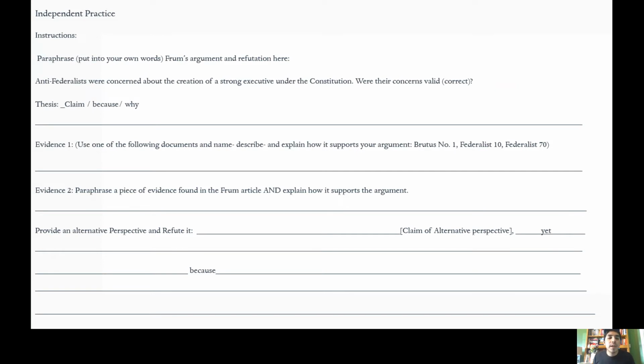Anti-Federalists were concerned about the creation of a strong executive under the Constitution. Were their concerns valid?